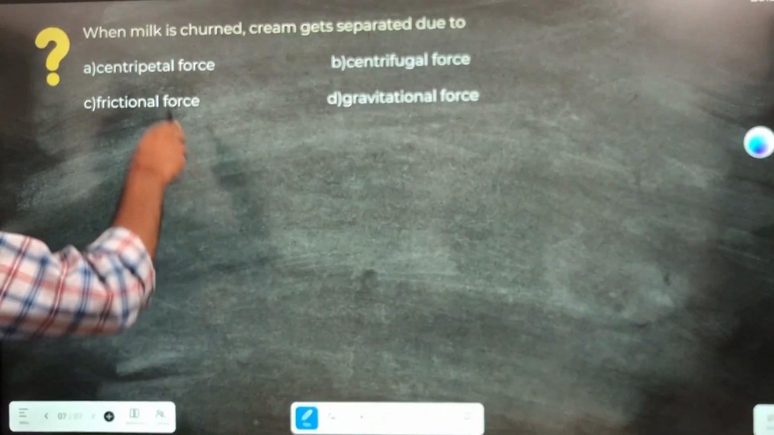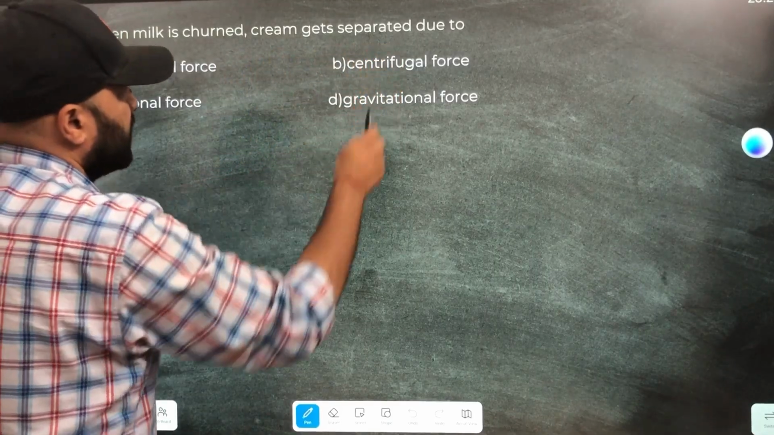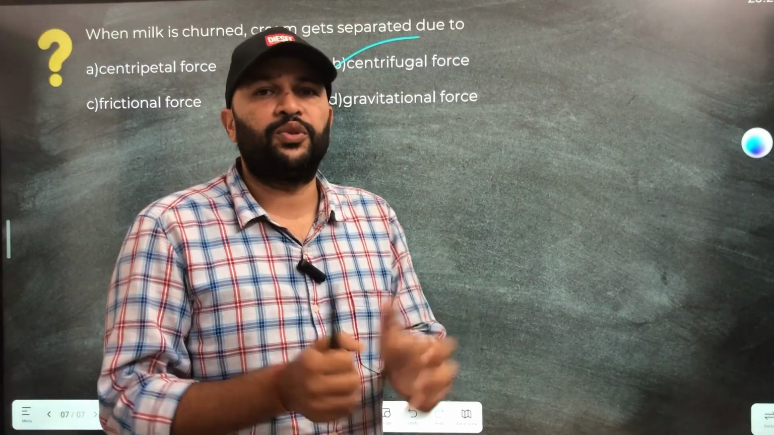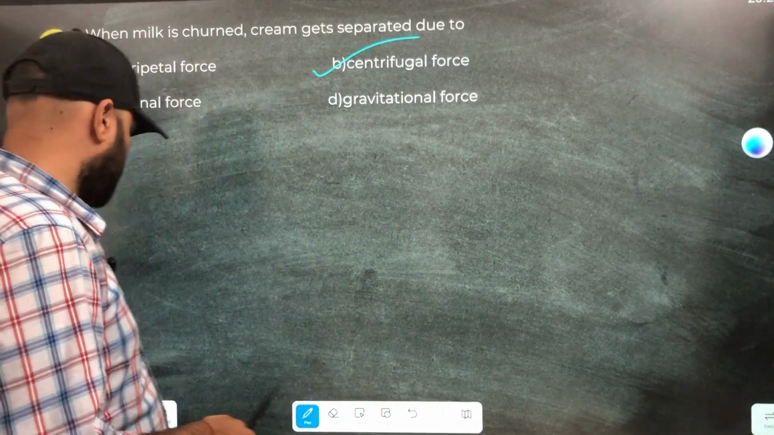The last question for this chapter is: when milk is churned, cream gets separated due to centrifugal force, because this force throws it out. It is an outward force in a uniform circular motion. Okay, so we'll continue with this lecture series.